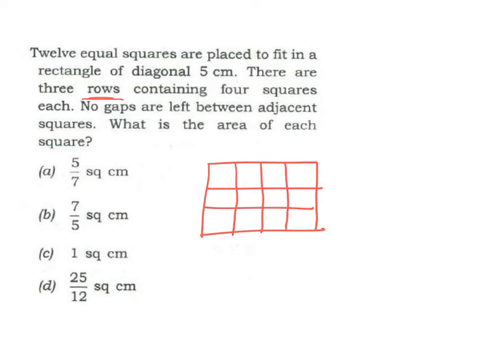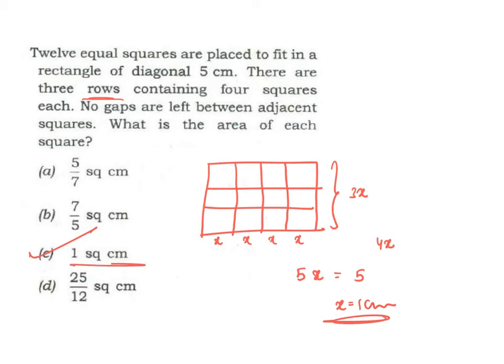All 12 are equal. If I assume the side of a square is x, so length becomes 4x, breadth becomes 3x. Therefore, the diagonal becomes 5x according to the right angle triangle. 5x is 5 centimeters, which means x is 1 centimeter. So the answer is 1 square centimeter is the area of each square.